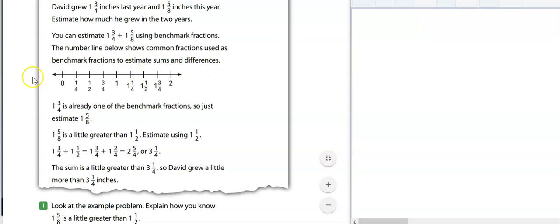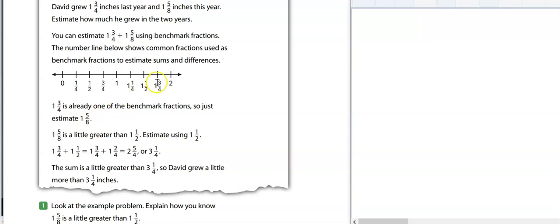As we see here, they have drawn a number line, and we know in order for us to find out how much he grew in 2 years, we must add both fractions together. But before we add them, we're going to estimate. We already see that 1 3/4 is represented here on the number line, but 1 5/8 is not. So in order for us to find 1 5/8, we need to see how close 1 5/8 is on our number line to 1 3/4.